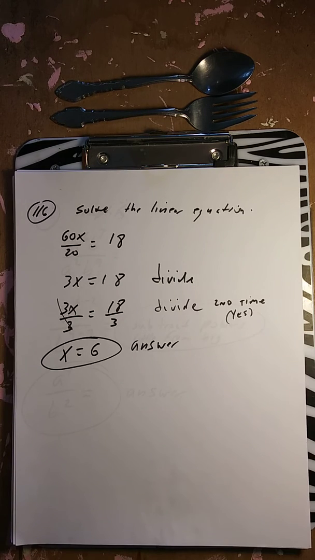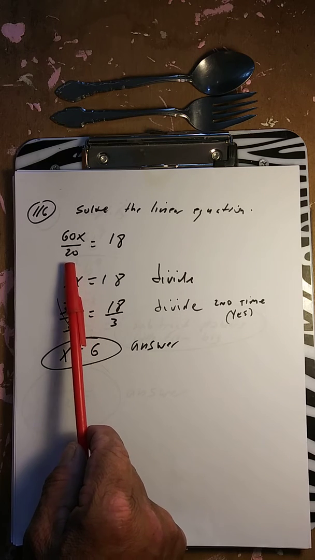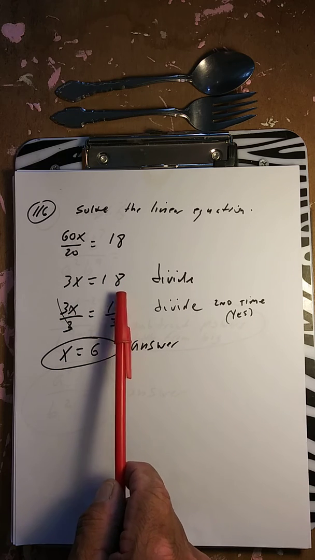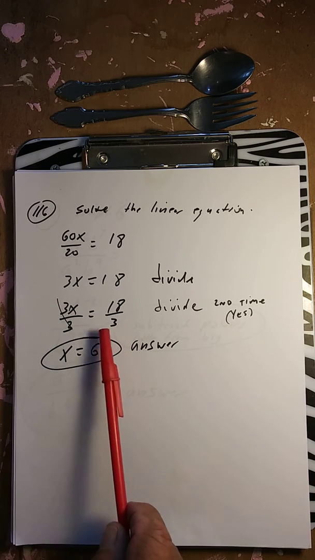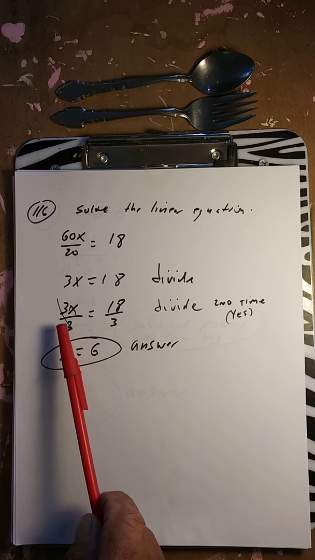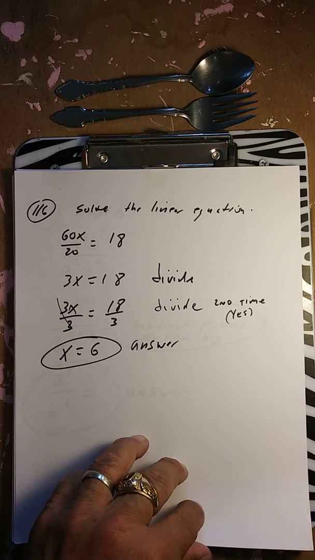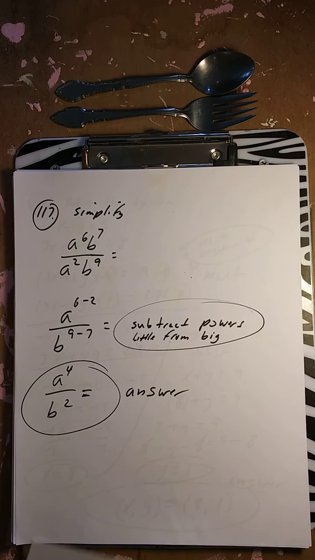Solve the linear equation, 60x over 20 equals 18. First thing I noticed, I can divide this number right away. 20 divides 60, 3x. 3x equals 18. And then I noticed I can divide again, divide this by 3 and this by 3. So now what we have is just x, and this is going to be 6. Yes, divide the second time right there.